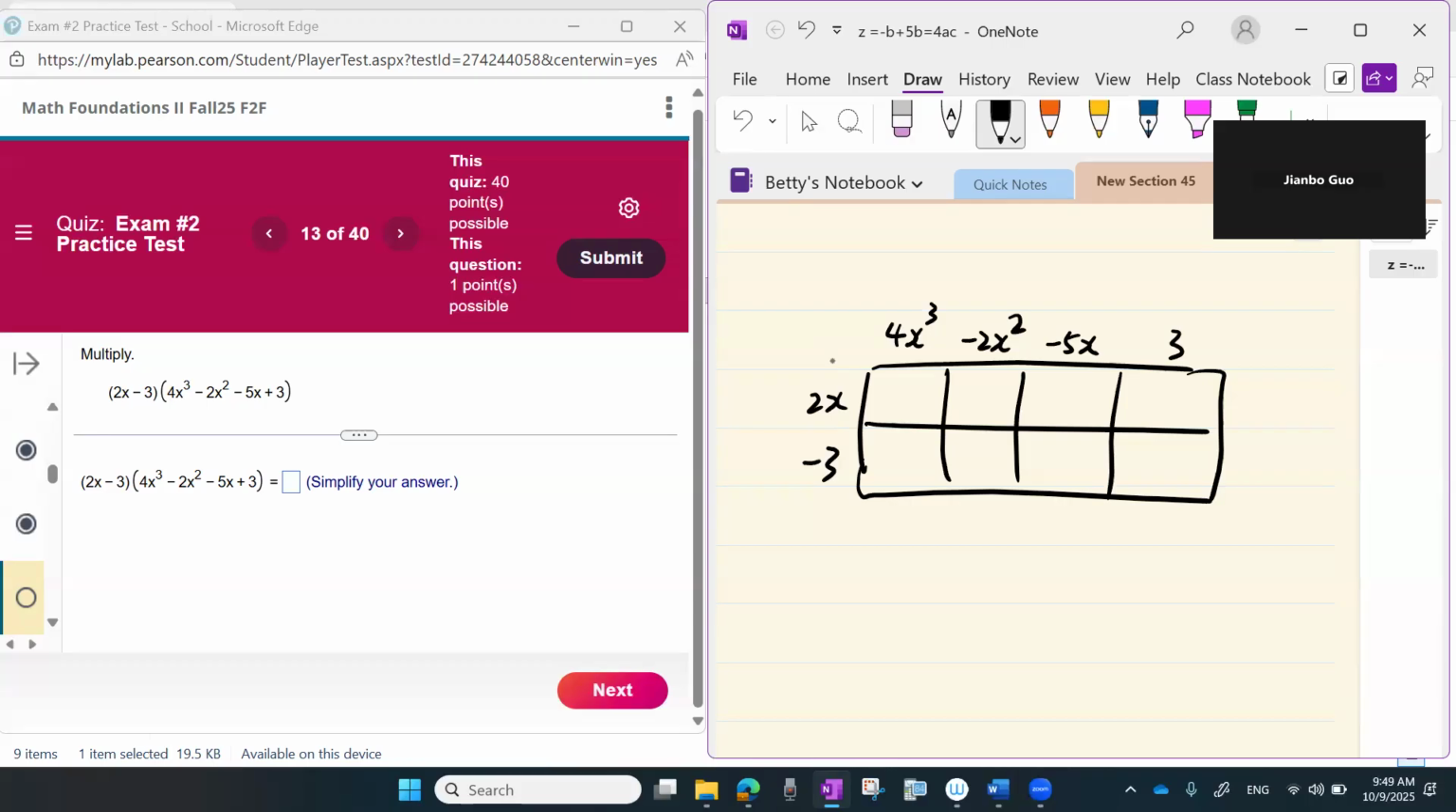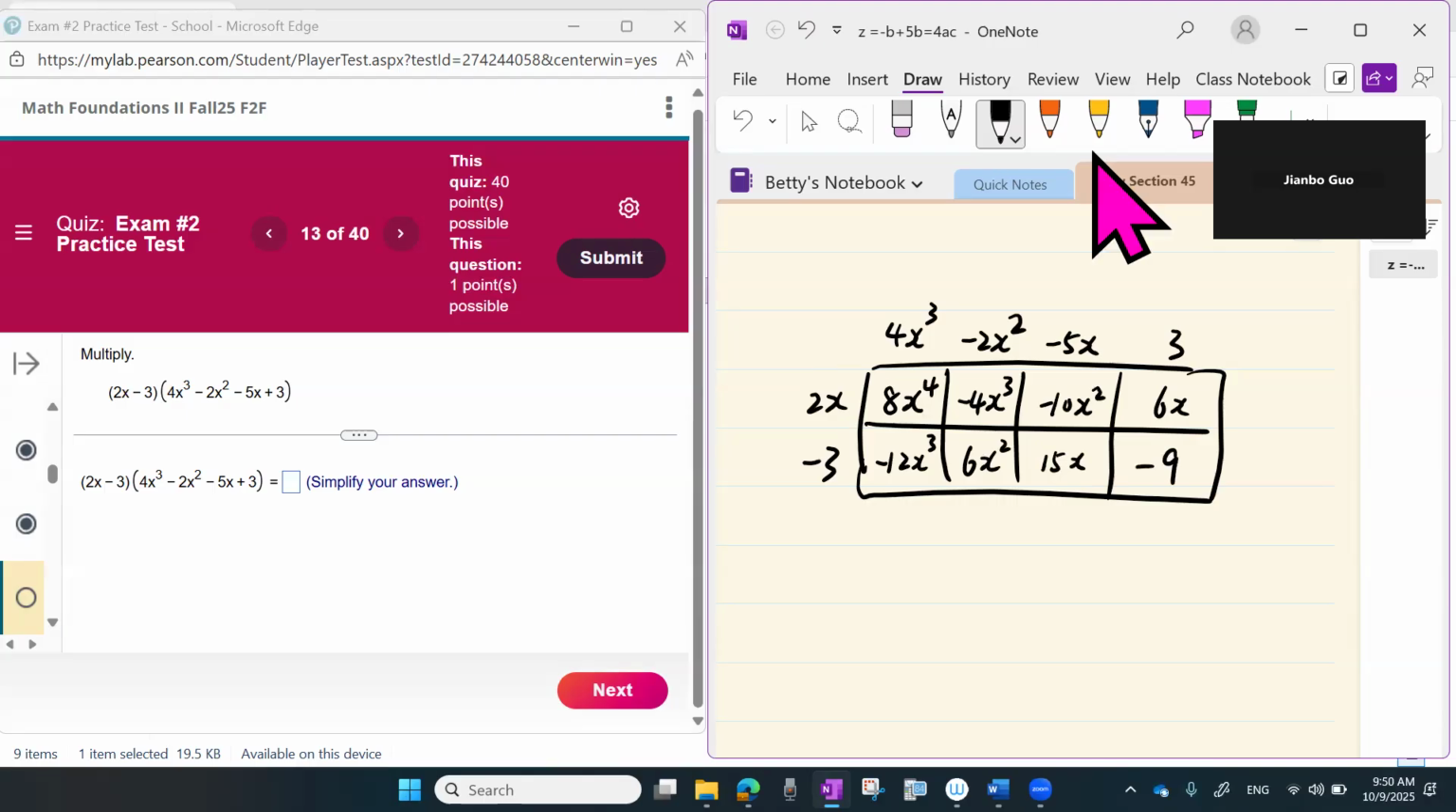Row 1, column 1, 2 times 4 is 8, x times x cubed, x to the power 4. 2x times -2x squared, 2 times -2 is -4, x times x squared, x cubed. 2x times -5x, -10, x squared. 2x times 3, 6x. Row 2, column 1, -3 times 4, -12, x cubed. -3 times -2, positive 6, x squared. And -3 times -5 is 15, 15x. -3 times 3, negative 9.